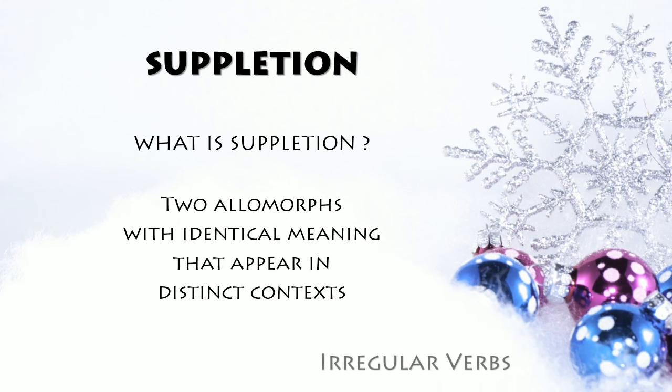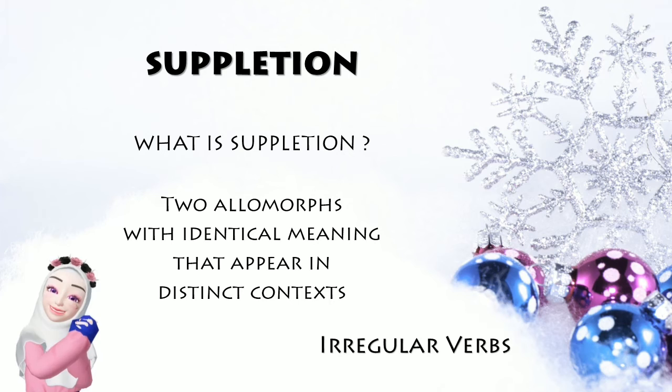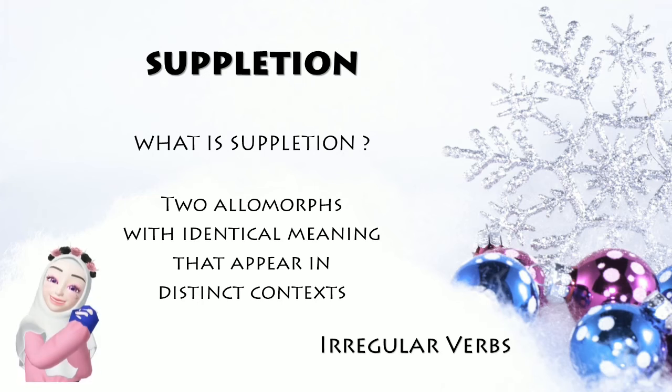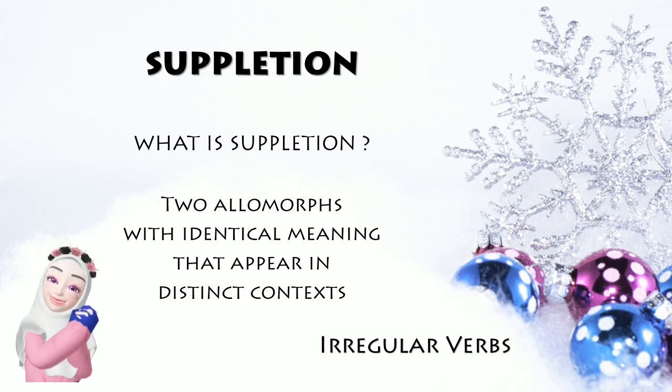Okay, the next material is suppletion. What is suppletion? Suppletion is two allomorphs with identical meaning that appear in distinct contexts, or an allomorph produced by retrieving from the lexicon different phonological forms of the morpheme in question. And suppletion commonly occurs in irregular verbs.